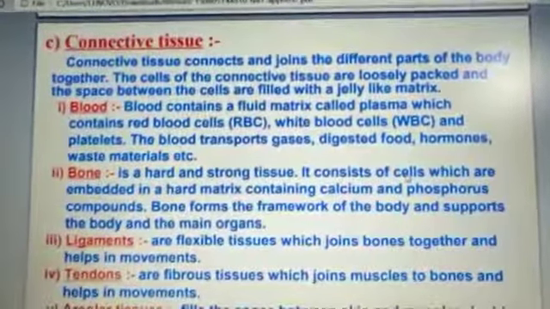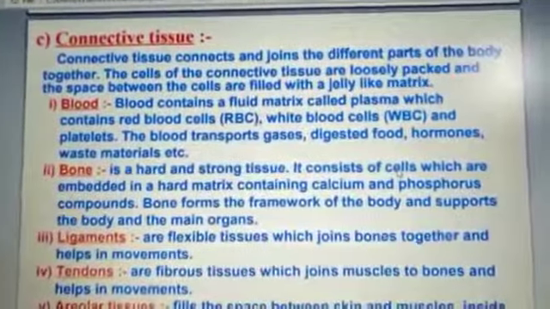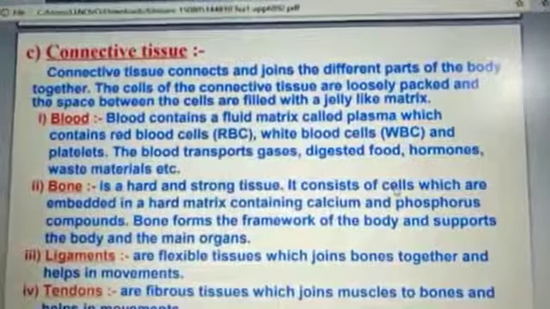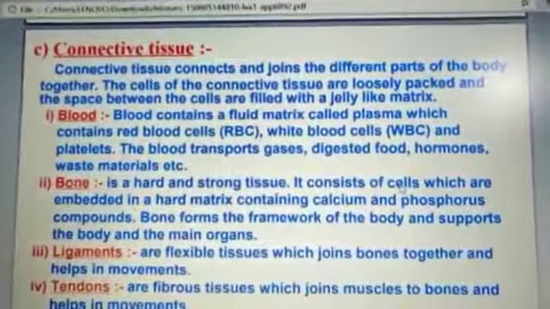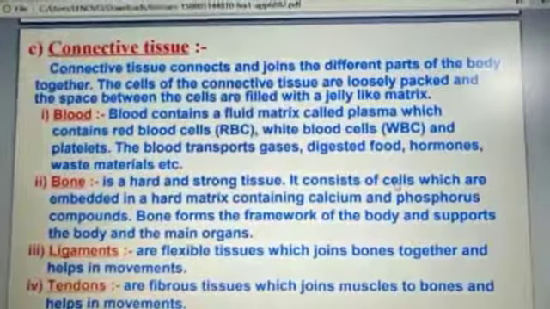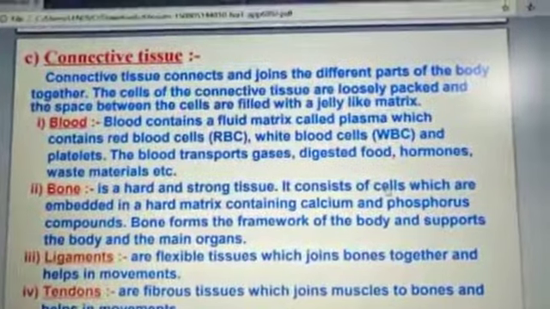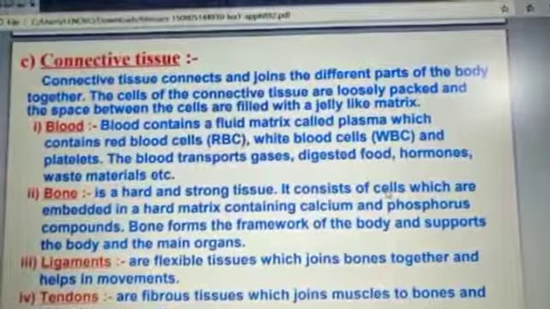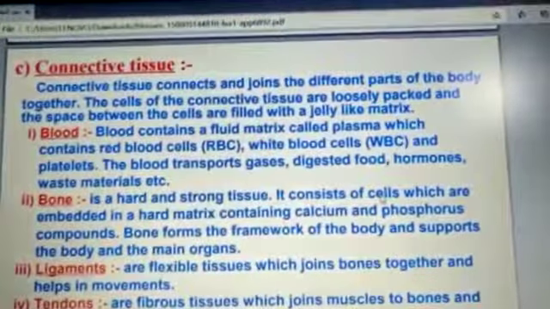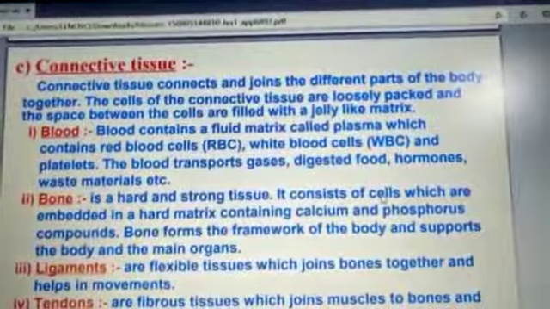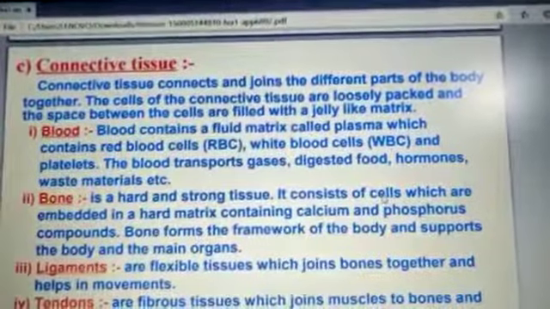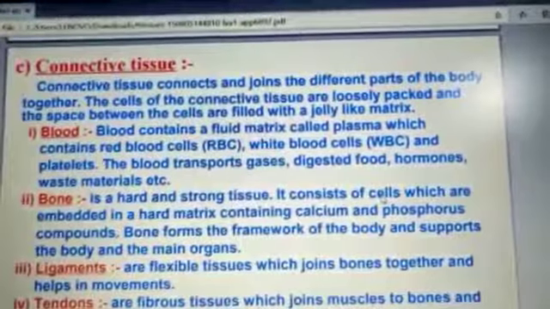The tissues which help in connection or joining of 2 different parts are all classified under connective tissue. Now have a look on the screen. Connective tissues connect and join the different parts of the body together. The cells of the connective tissues are loosely packed and the space between the cells is filled with a jelly-like matrix. Now what are the different types of connective tissue? Examples are bone, blood, ligaments, tendons. We will study one by one.